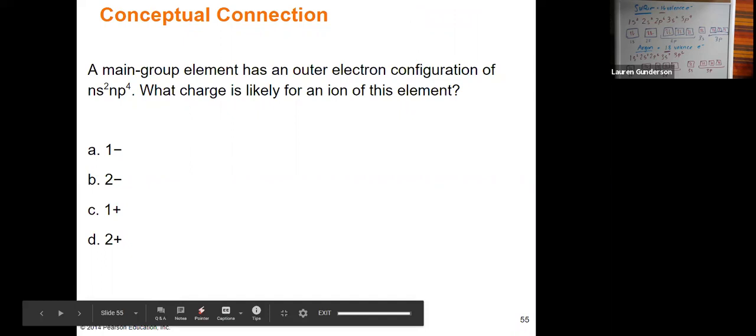So let's look at this here. A main group element has an outer electron configuration of ns2 and p4. What charge is likely for an ion of this element? Well, remember that all of your noble gases have an electron configuration that ends in p6. So this particular electron configuration is missing 2 electrons. So if it picks up 2 electrons to become ns2 and p6, ask yourself, what charge is that going to be? The charge is -2. It picks up 2 electrons, right?